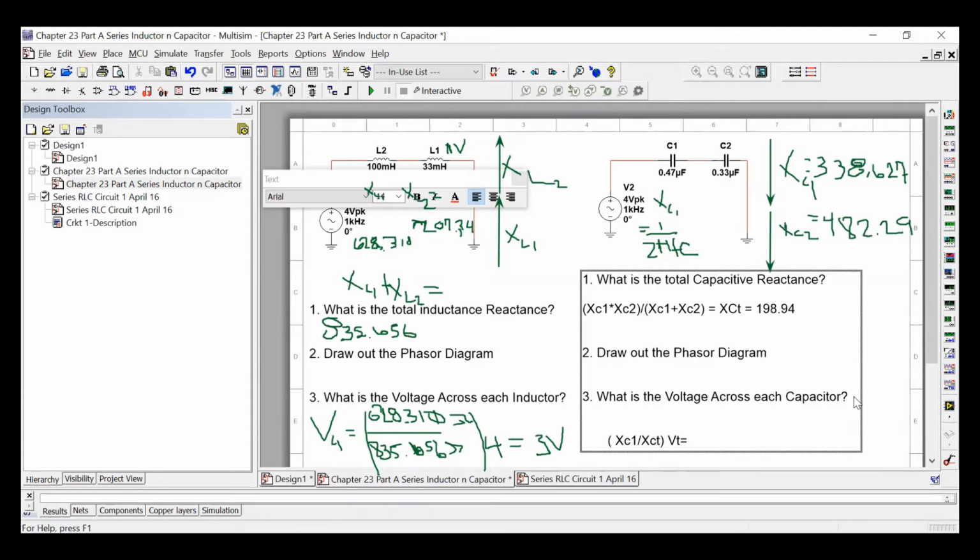So if we do 338.627 divided into 198, 6.8. 6.8, you said? Yep. 0.8 volts peak. Yep. So how much the voltage would, wait a second, is that correct?